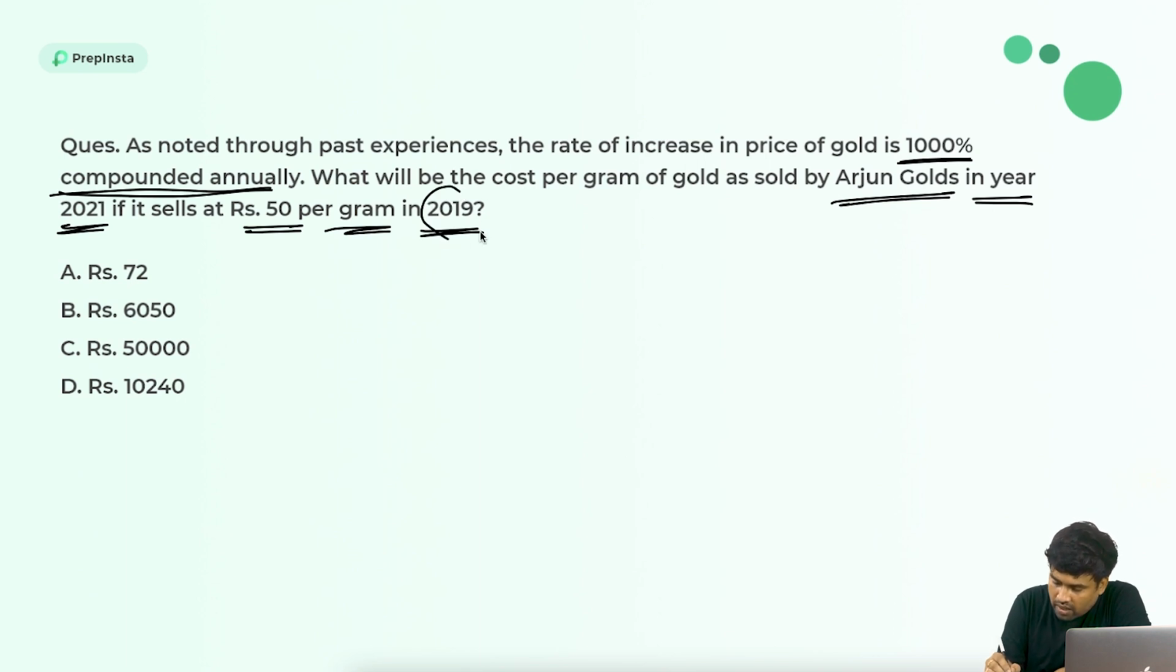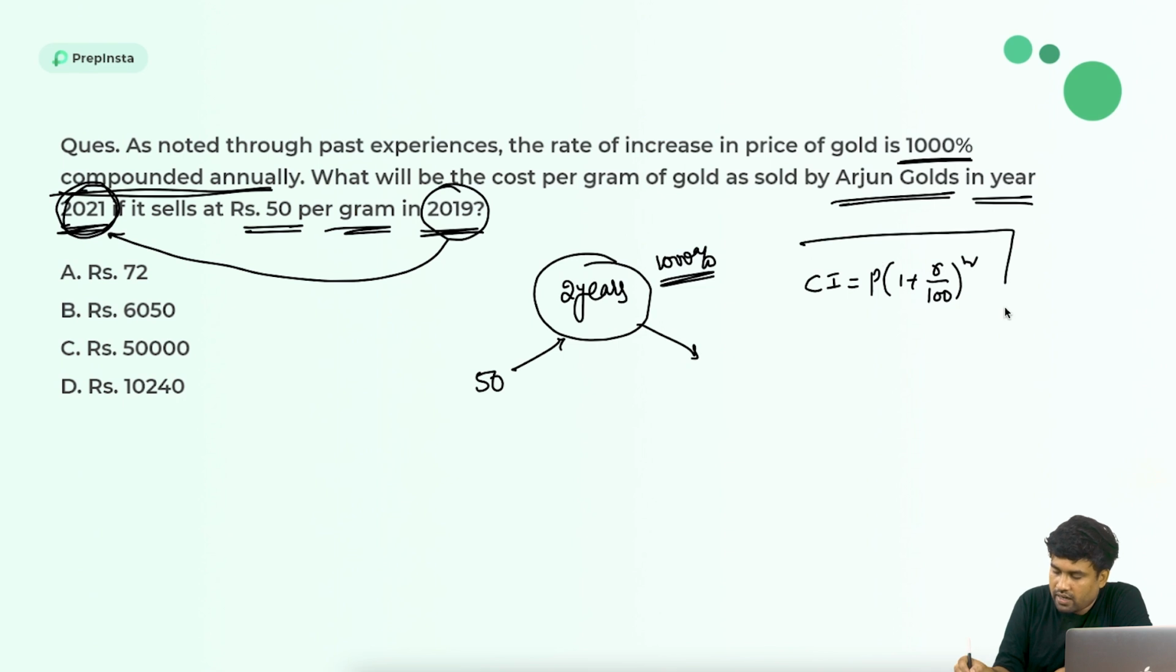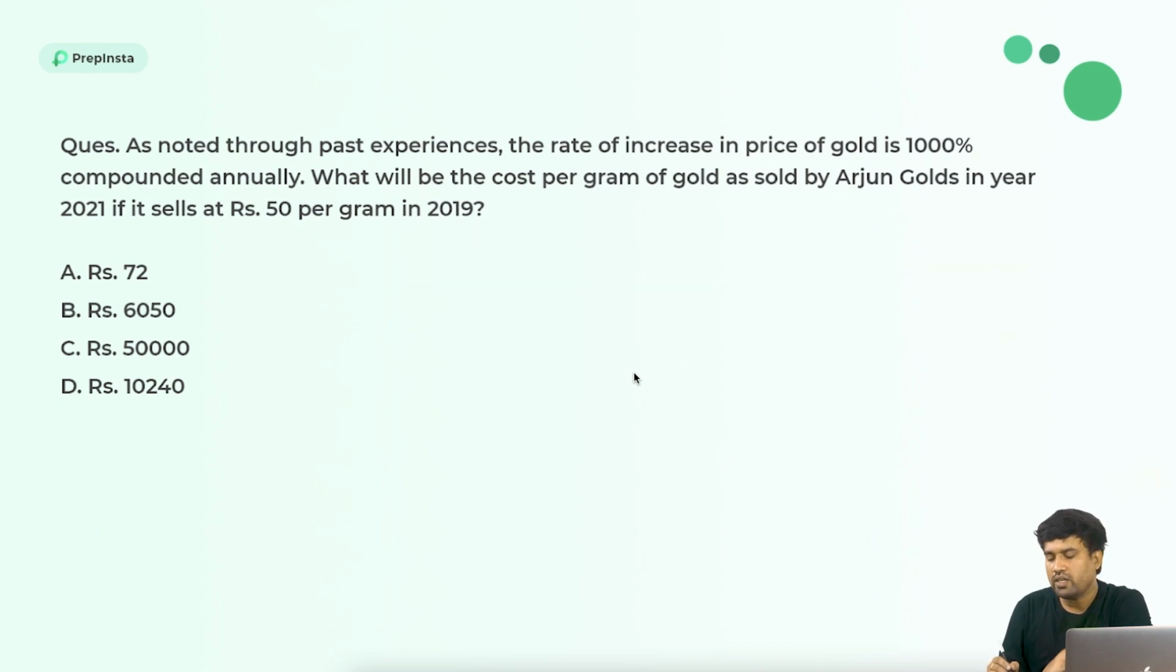Guys, 2019 to 2021, how many years? 2 years, right? So they are asking for how much 50 rupees got incremented in 2 years if the compound interest is 1000%. So you can use the compound interest formula, that is P into 1 plus R by 100 whole power n, and you will get the answer. But here I am going with a simple shortcut. Even if you don't know the formula, you can solve this. Just look at here how we can do it easily.